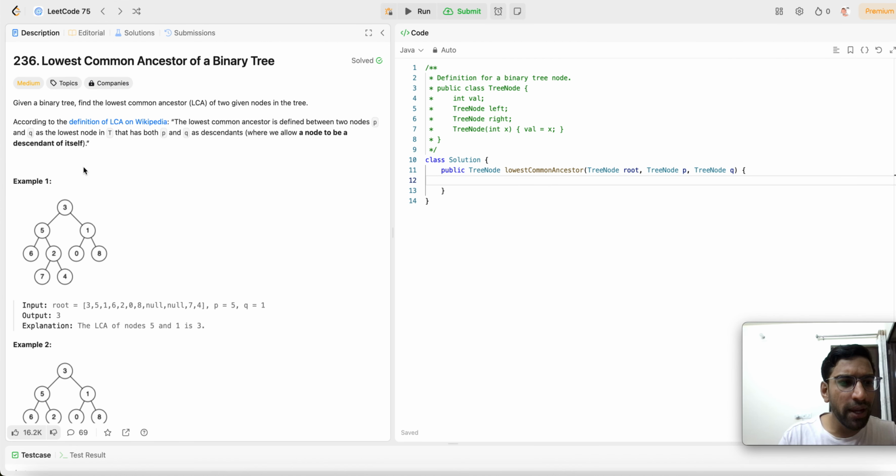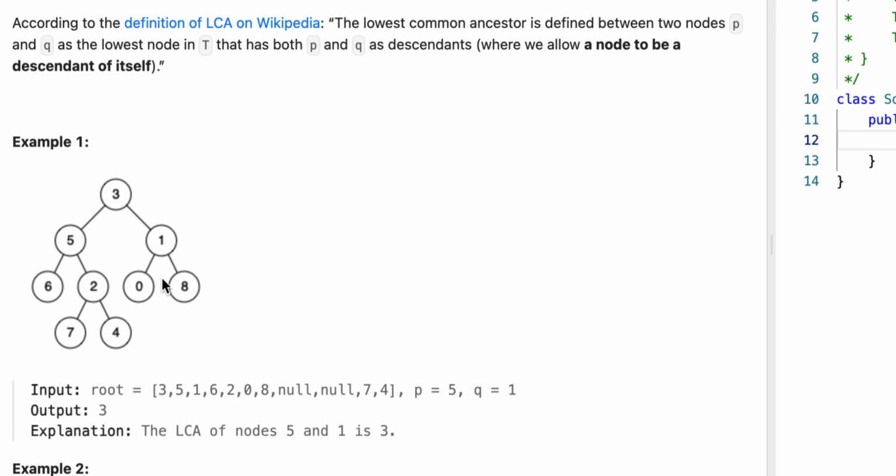So we have given a binary tree and two values P and Q, two nodes, and we need to find the lowest common ancestor for these two nodes. So what is the lowest common ancestor? Let's find out. For this test case, the P and Q values are 5 and 1. So this node and this node. And what is the lowest common ancestor? The lowest common ancestor is the lowest node that is connecting both nodes. So for 5 and 1, there is only 3 that is connecting both nodes.